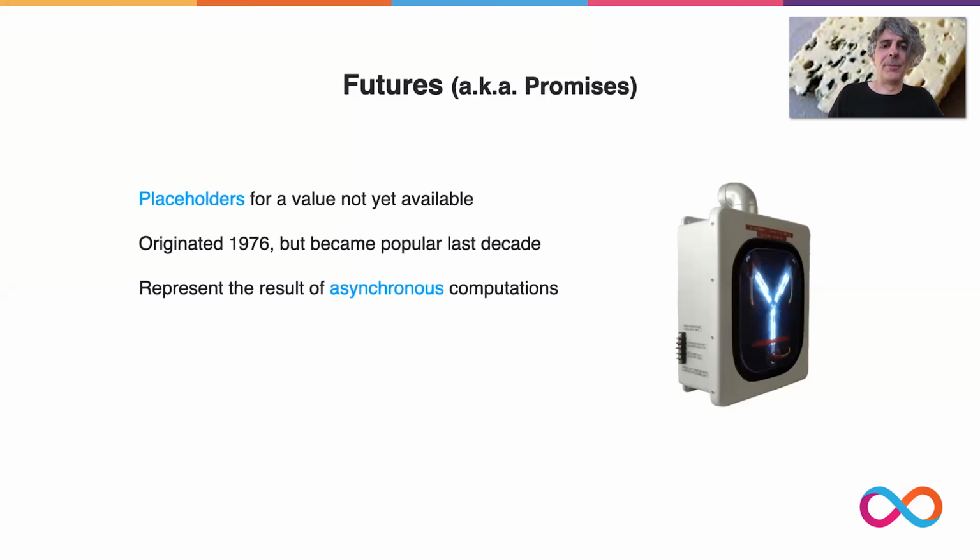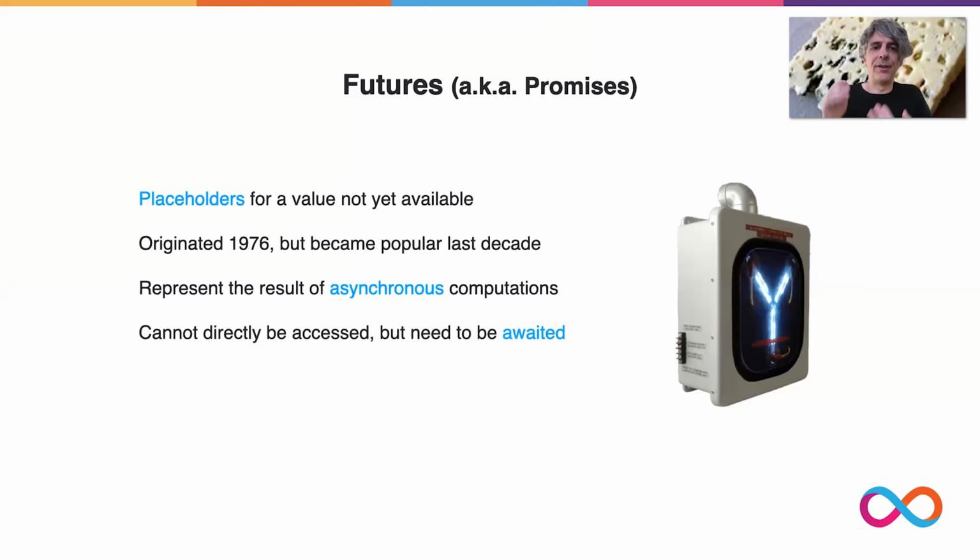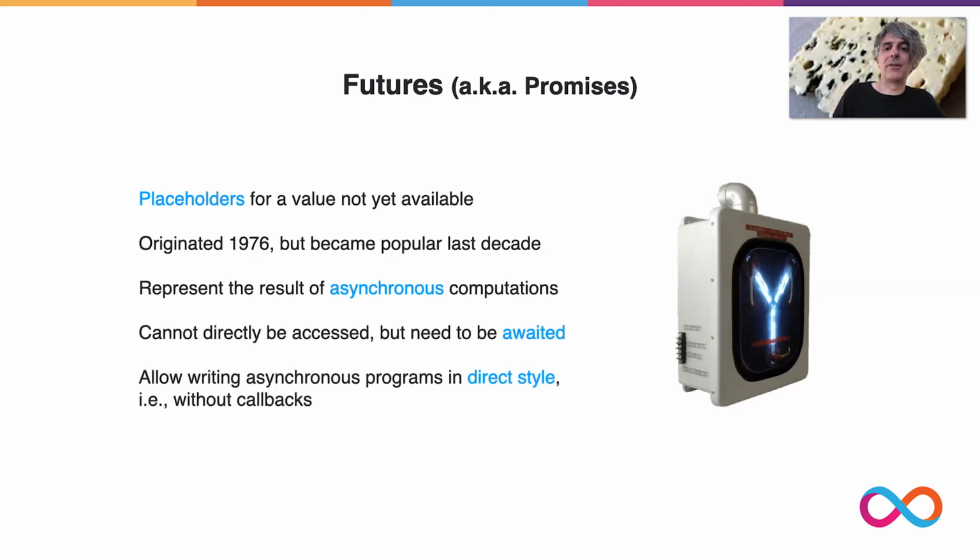But it only became popular really over the last decade in mainstream languages. And in most of these languages, and in Motoko as well, a future represents the result of an asynchronous computation. So in Motoko, a future is represented by the type async t. That's the type of a future for a value of type t. Such a future cannot be accessed directly, so you can't get the value out directly. You have to await it. And that was the await construct you already saw. You have to explicitly await it.